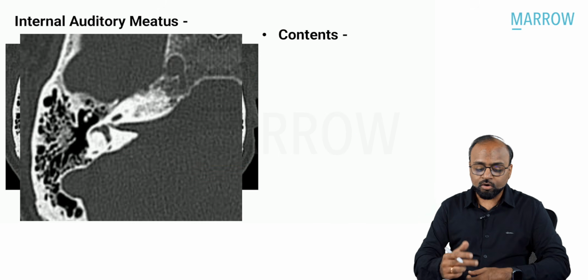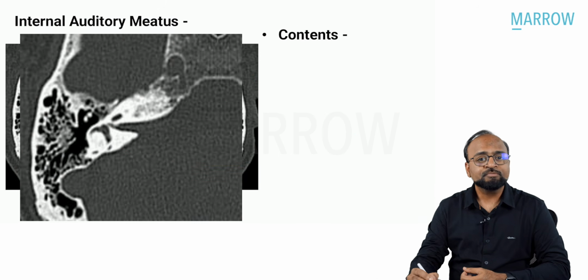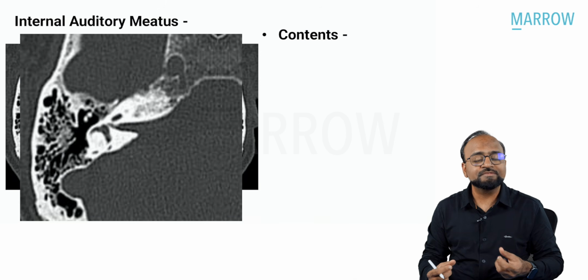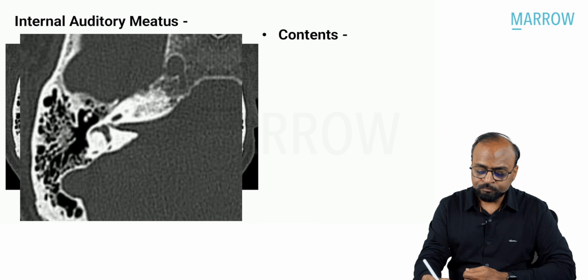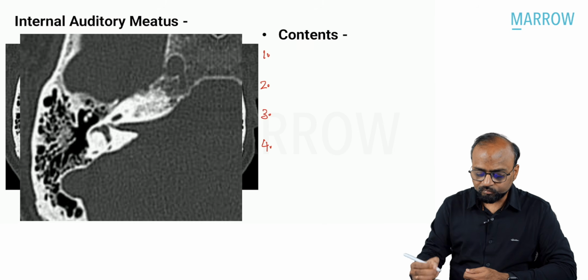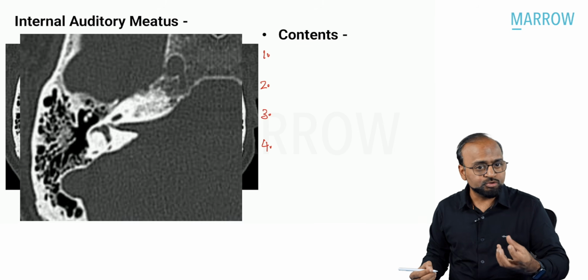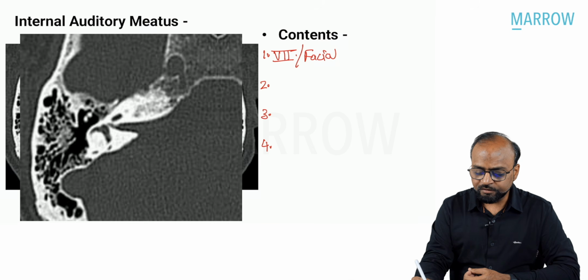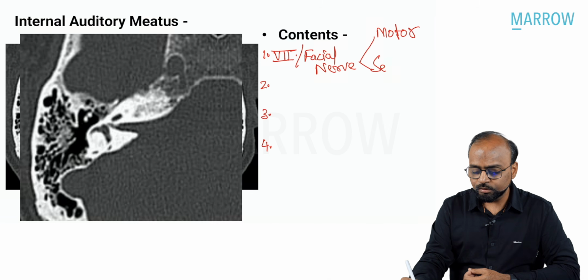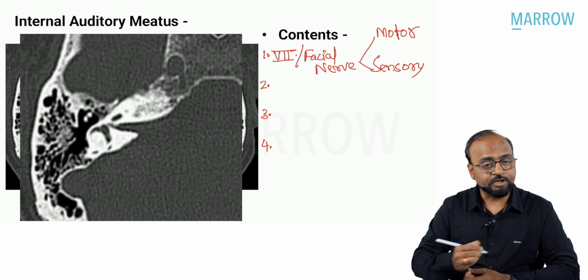Now, if you look at the contents of the internal auditory meatus, certain important cranial nerves, as they emerge from the brainstem, are going to enter into this canal. So there are four important structures which can be termed as the contents within the internal auditory meatus. The first is the seventh cranial nerve or the facial nerve. Facial nerve, its motor root and its sensory root, right? Both of them travel through this meatus.